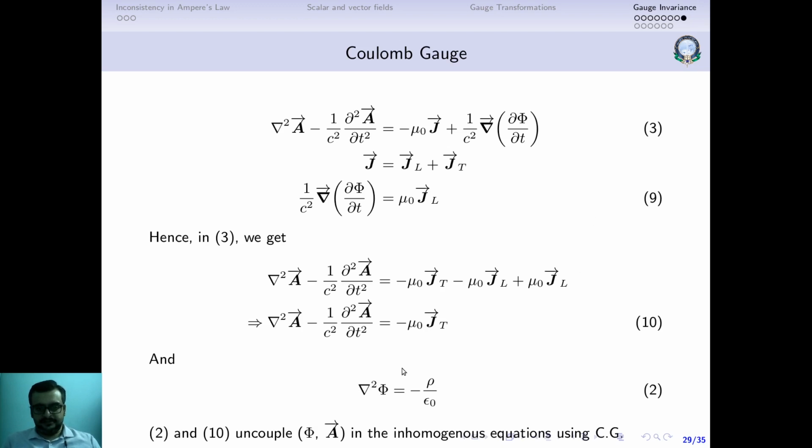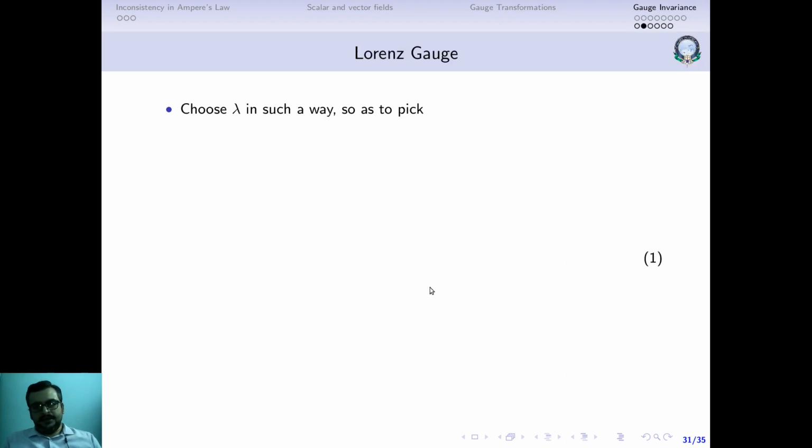So we already got this equation, and now we got this. These two uncouple the inhomogeneous equations using the Coulomb gauge. Now we'll go to the next gauge, which is known as the Lorentz gauge. So in Lorentz gauge, what do we do? We again have to pick the gauge function lambda. We choose the gauge function in such a way that the divergence of A, in this case, is not 0, but it is minus 1 by c square dou phi prime by dou t.